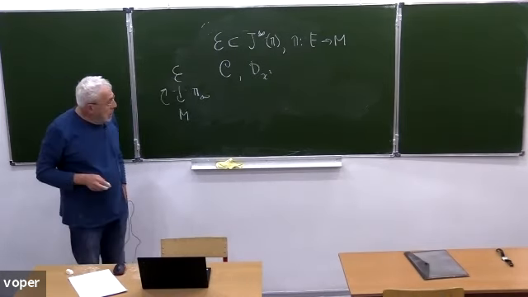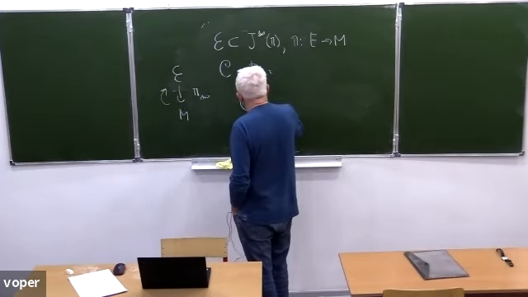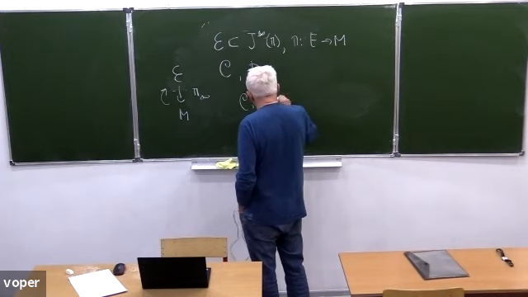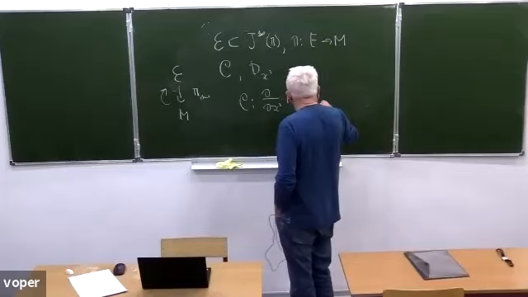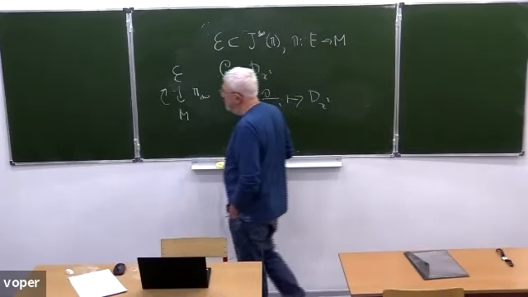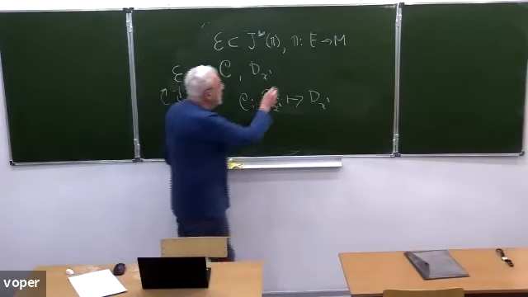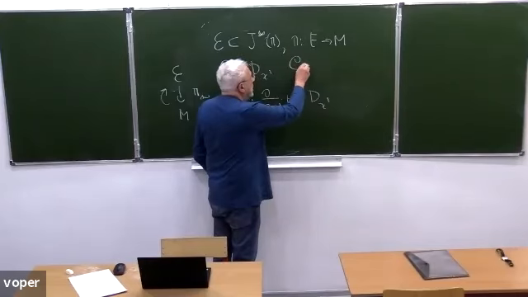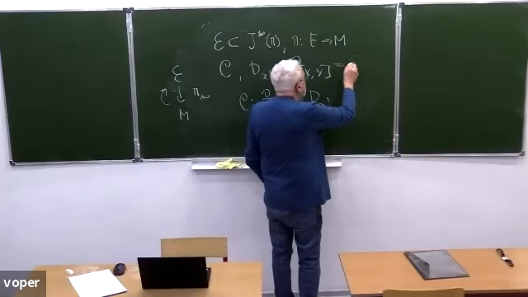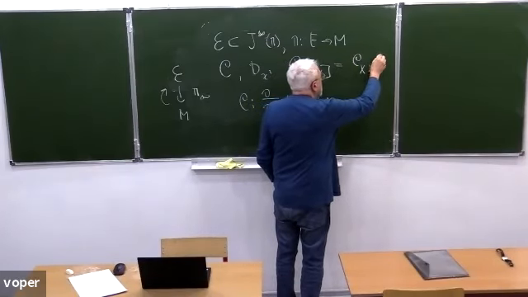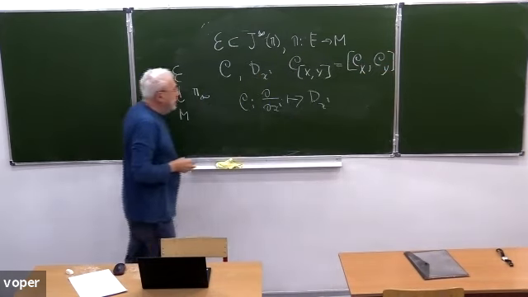In coordinates, this connection takes partial derivatives to the corresponding total derivatives. This connection is flat, which means that if I apply it to the bracket of fields, then it is the same as the bracket of the corresponding lifts.